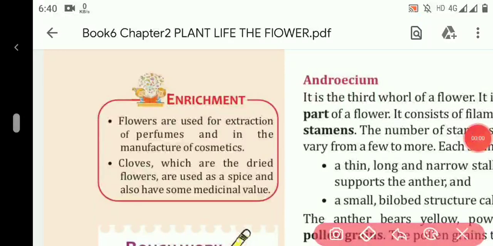There is one enrichment given. First, flowers are used for the extraction of perfume. It means flowers are used for making perfumes and also in the manufacture of some cosmetics. Second, cloves. Cloves, which are used as a spice and also have some medicinal values, are actually dried flowers.